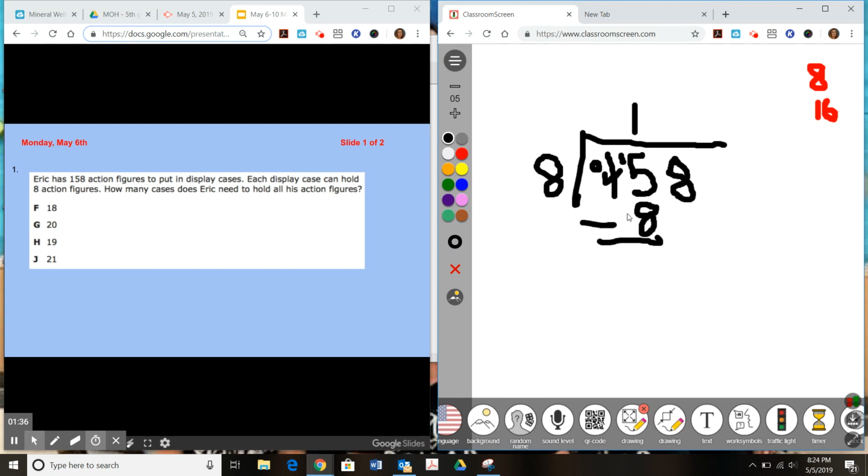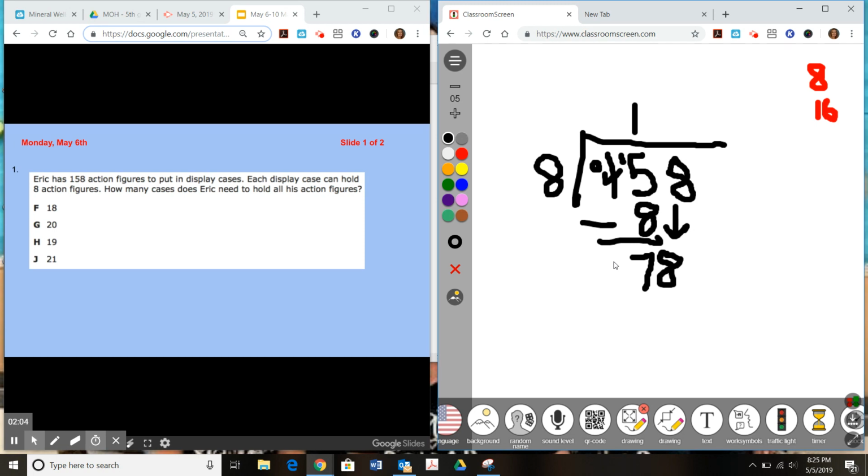Again, that gives us a fact that we should know, but we want to make sure that we don't just subtract right here. So 15 minus 8 would be 7. Okay, we need to check to make sure that 7 is less than 8, because if it's not less, then we could have gone another time. But it is, so the next step is we're going to bring this 8 down. So now we have 78, and we are going to start the process again.